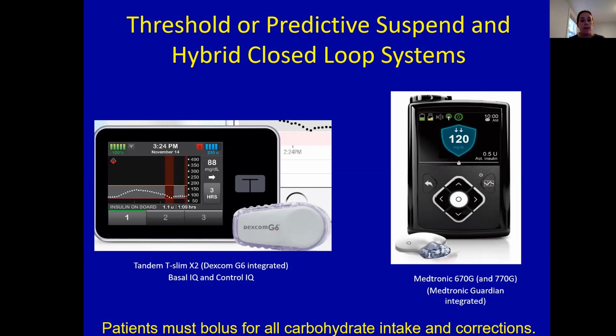Now, the hybrid closed loop systems that are currently FDA approved are the t:slim X2 with Control-IQ software, so the same pump but with a different software, or the Medtronic 670G, and then most recently the 770G, which was just FDA approved earlier this month. These hybrid closed loop systems will actually adjust the basal rate and adjust insulin delivery based on how high or low the blood sugars are, so give increased insulin delivery or decreased insulin delivery as needed. And they can also give little correction boluses automatically when the blood sugars go high.